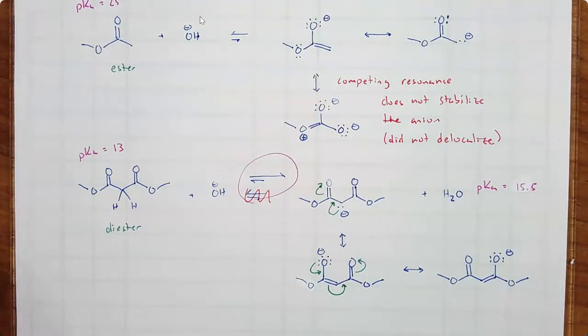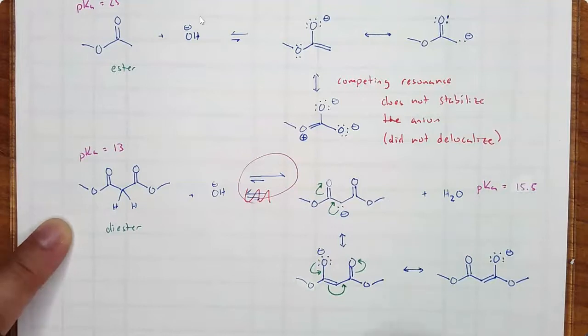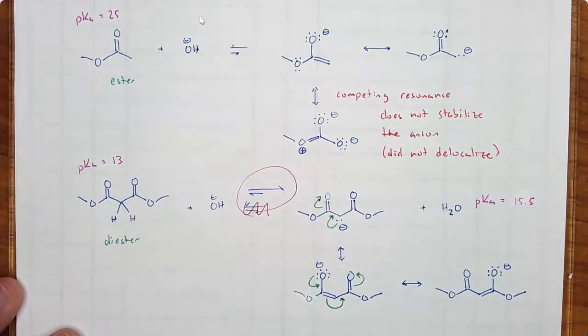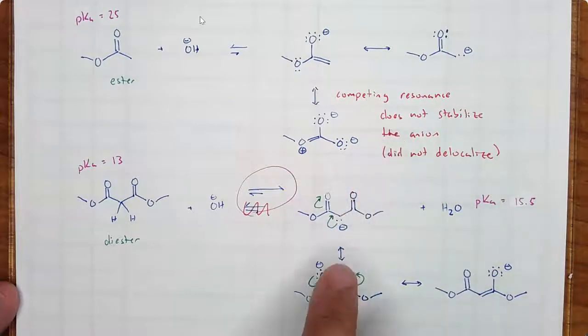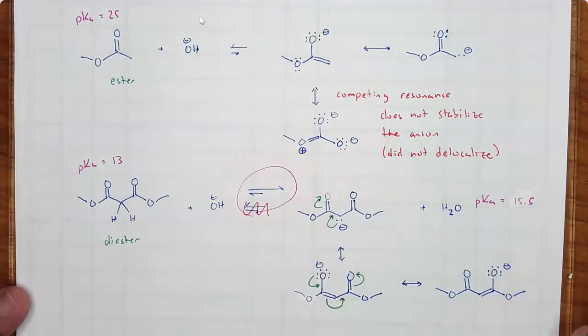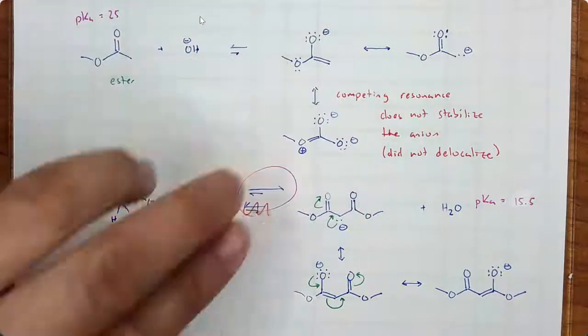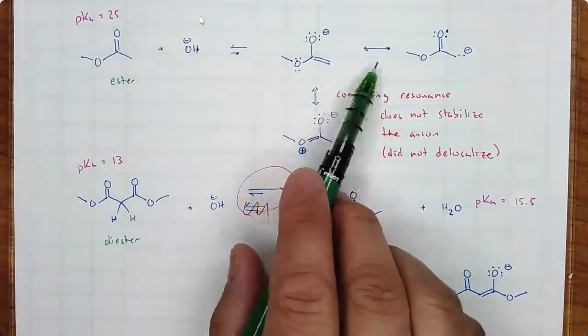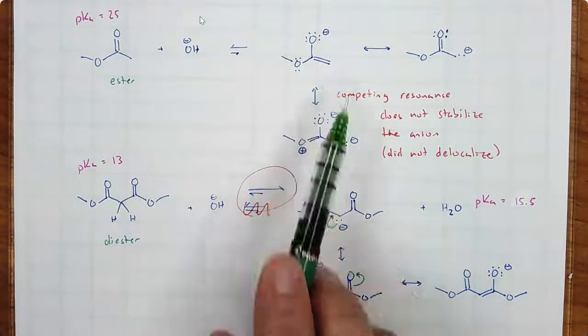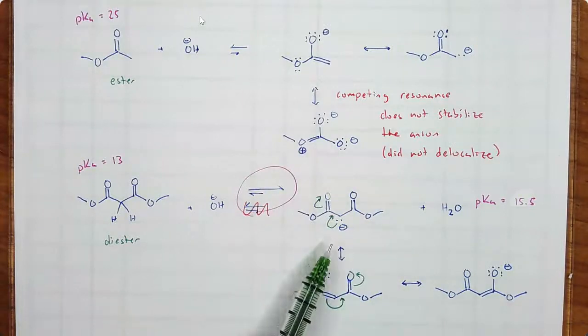Okay, so that's why the diester has more favorable resonances than you do for the monoester. I'm not drawing this competing resonance for this conjugate base. It does exist, but again, we're comparing these two resonance structures versus this conjugate base, which has 3. Hopefully that answers the 3 questions that we were tasked to answer.